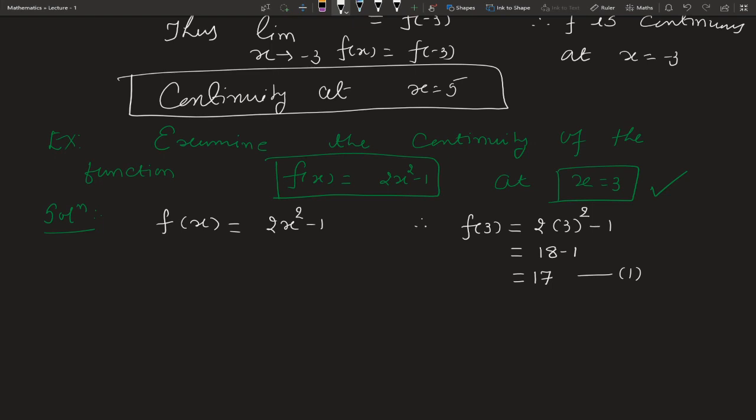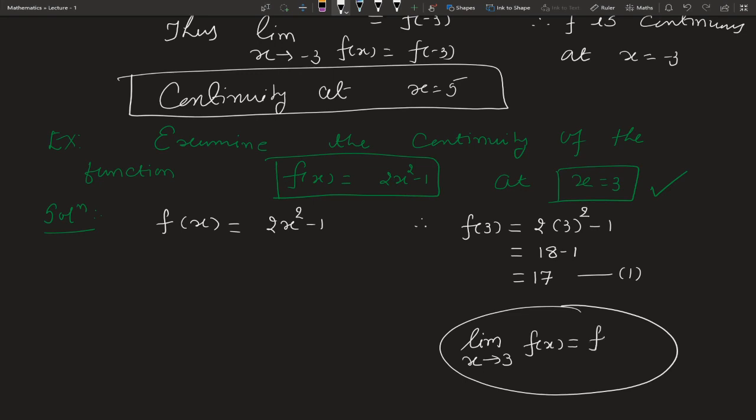Now we have to check the continuity at x equal to 3. We have to check that limit x tends to 3, f of x must be equal to f of 3. Here we have obtained f of 3. So now let us obtain this limit. Limit x tends to 3, f of x equal to limit x tends to 3, value of the function 2x square minus 1.